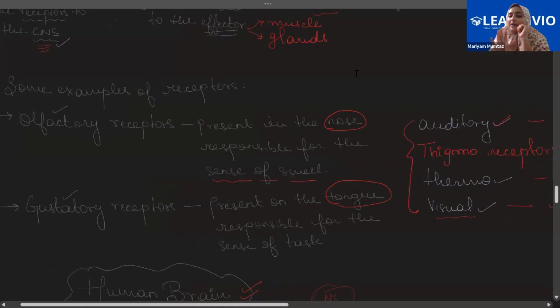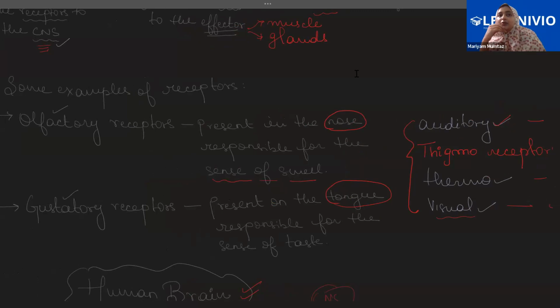Okay, yes. So you people understand how important receptors are, right? Just imagine a life without receptors. You can't hear, you can't see, you can't taste, you can't smell. All of these senses which make us human will be lost. So the receptors are extremely important.